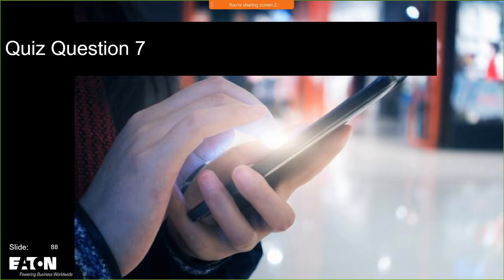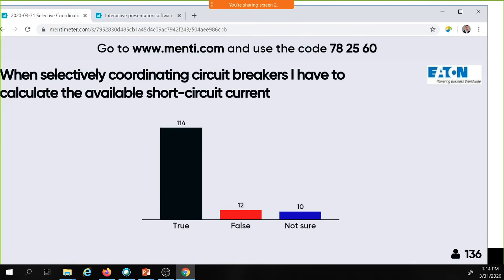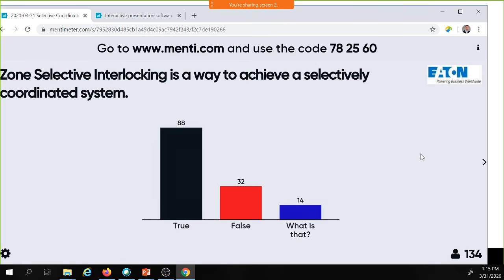Question number 7. Here we go. Are you ready? Question 7. Zone selective, oh, I love this question. Zone selective interlocking is a way to achieve selectively coordinated systems. Let's see what we got on the poll. 134 people: 88 say true, 32 say false, and 14 say, what is that?